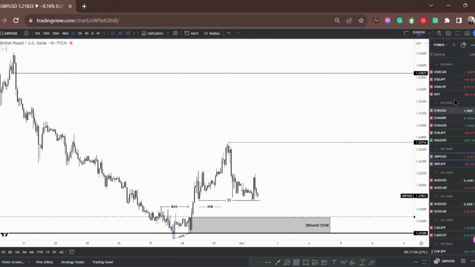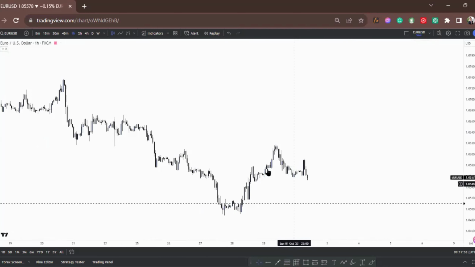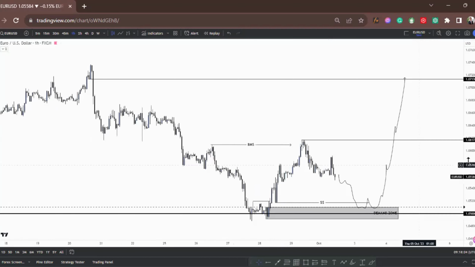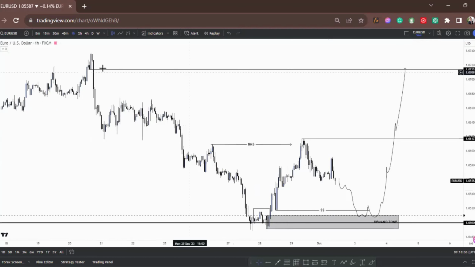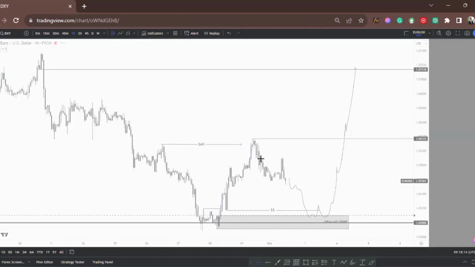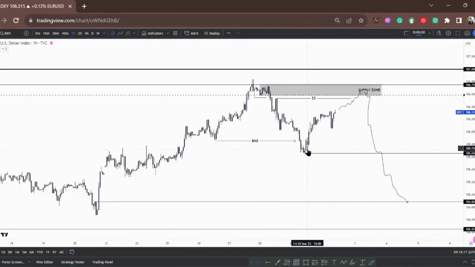Similar thing on the Euro USD. Our first target, if we get the buys in here, is going to be this level, and then the second one is going to be the supply imbalance zone over here. All right. So for Dixie, our first target for the sells is basically going to be this area, and then the remaining is going to be this demand imbalance zone over here.